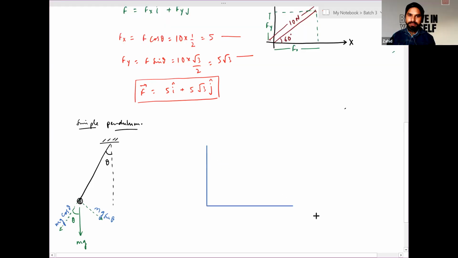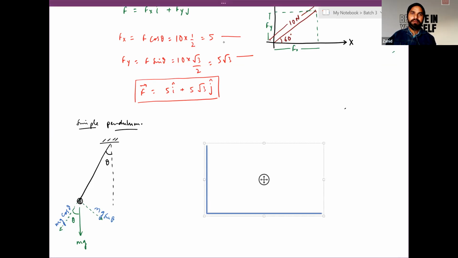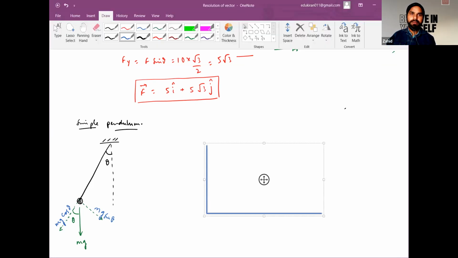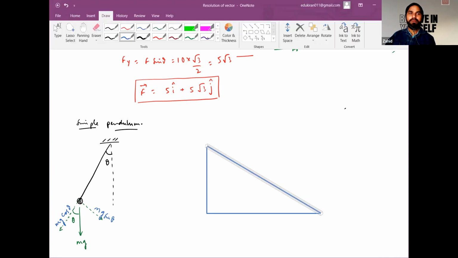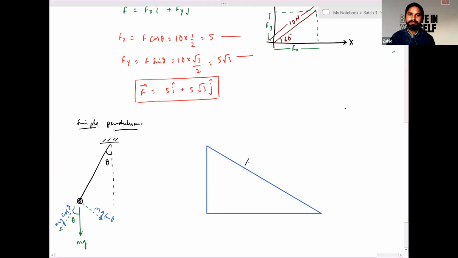Suppose there is a wedge or a triangular plane on which there is a block having mass. Let's say the inclination of this wedge is theta.